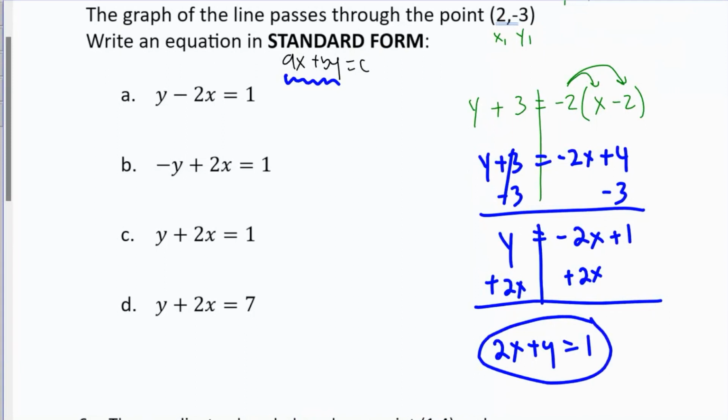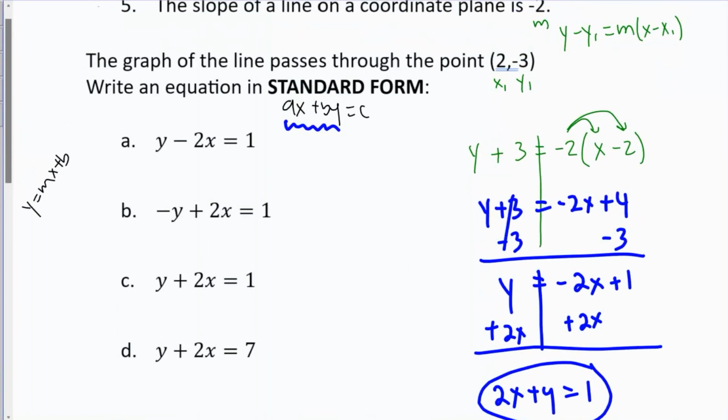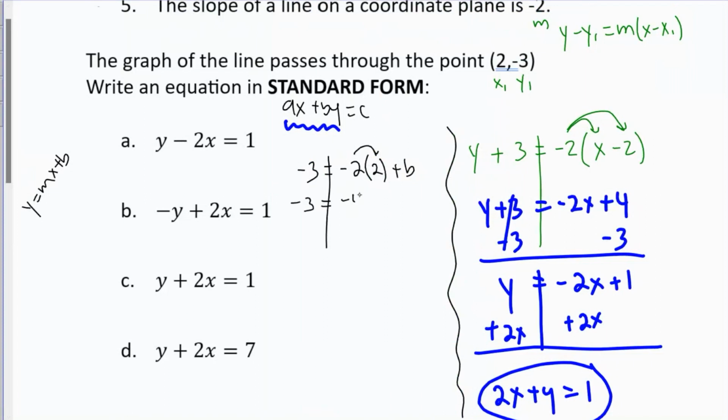The second way we can do it is we can plug it into y equals mx plus b to find b, plug it back in, and then put it to standard form. So I would do the same thing. So I would plug in y. My y is -3. I'm just going to draw a line here so we know the separate. y is -3 equals m, which is -2, times x, which is 2, plus b. And then we solve for b. -2 times +2 is -4, so we have -3 equals -4 plus b. Add 4 to both sides.